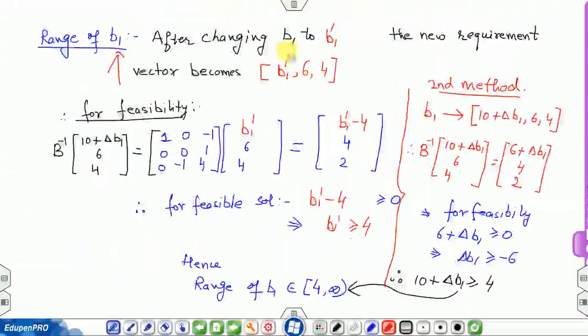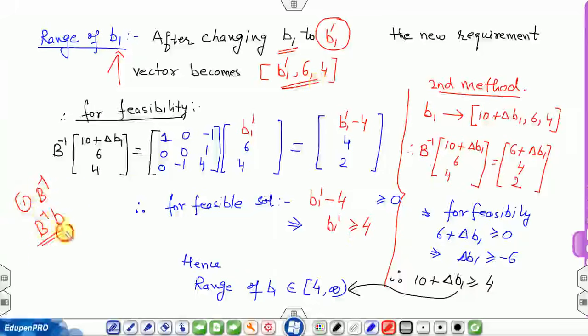So after changing B1 to a new number B1 prime, the new number will be this. What is the three-step rule? Firstly, you calculate the B inverse. We already calculated that. Second, you have to calculate the B inverse times b. So here is the B inverse. Now the new number, instead of this, you can write as B1 prime.